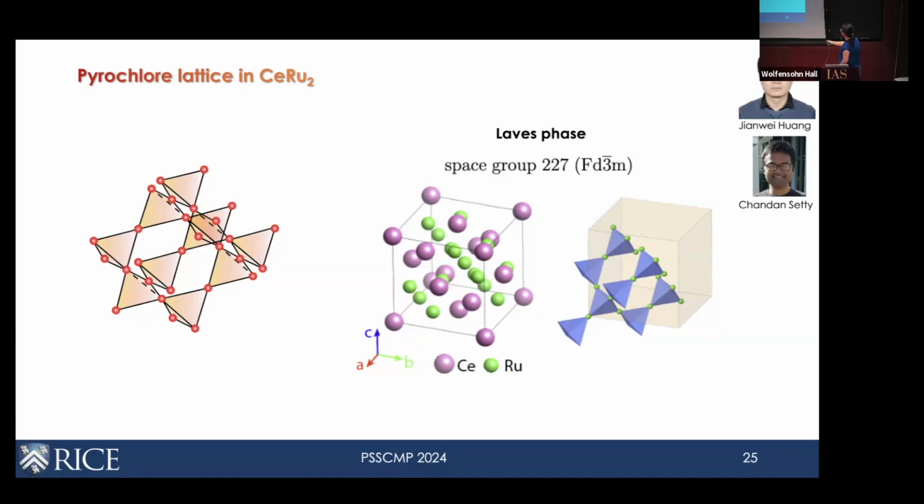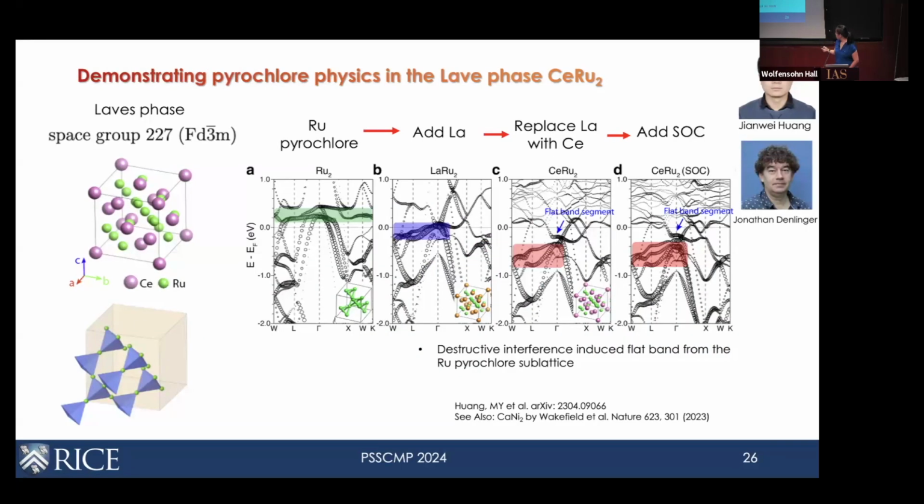If you look at this crystal structure, you kick out the cerium, and the ruthenium sublattice forms a pyrochlore. So we started to look at how much of this flat band business is actually there for this material. So Jonathan Denlinger helped us do some calculations. First, we start with the ruthenium pyrochlore. We take off all of the cerium, and this is what you would see for just a pure ruthenium sublattice. These are the pyrochlore flat bands here.